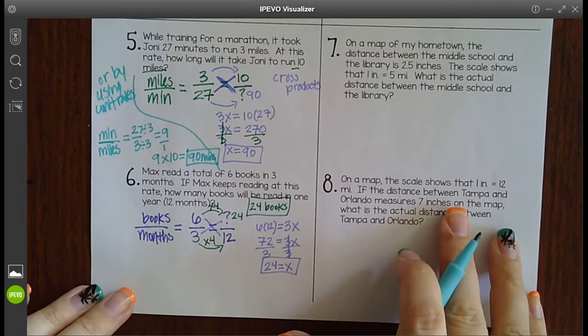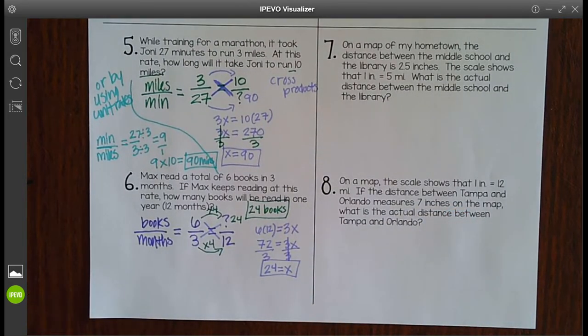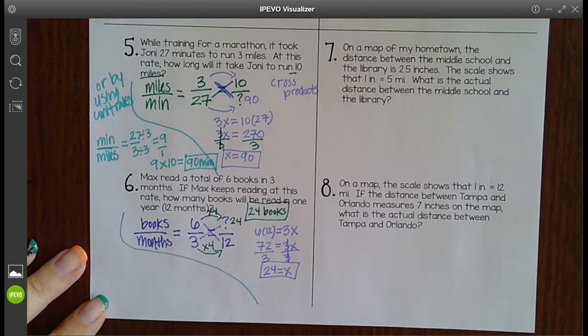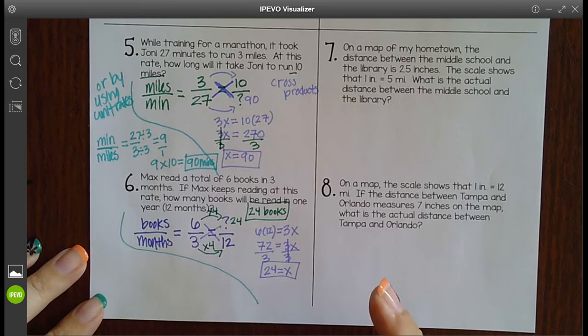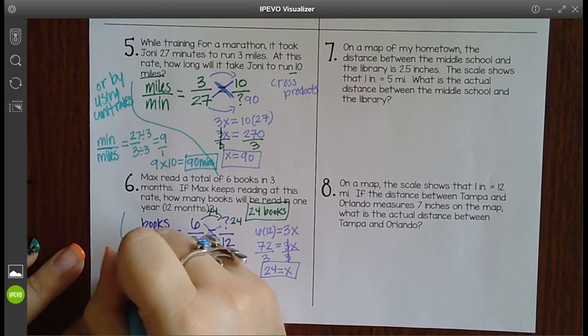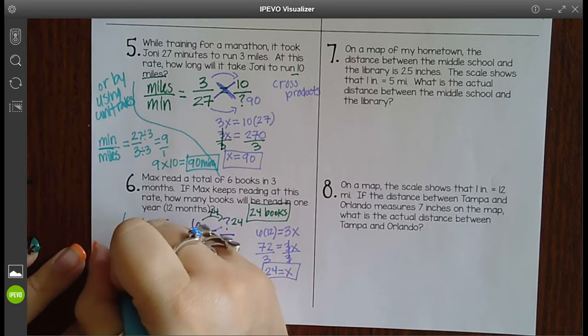Let's try it with example 6. See if you can figure out which amount should go on the top and which should go on the bottom if we were solving by doing the unit rate. Okay, and it says if Max keeps reading at this rate, how many books will he read in 1 year, or how many will he read in 12 months? So I want to be able to multiply 1 month times 12 months, so then I can figure out my answer. So you guessed it, months goes on the bottom, and books is going to go on top.